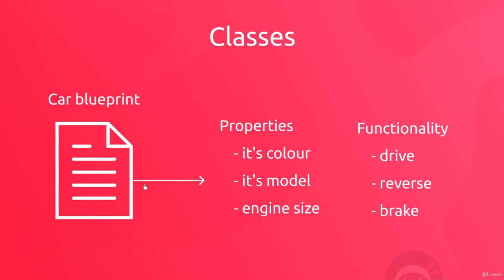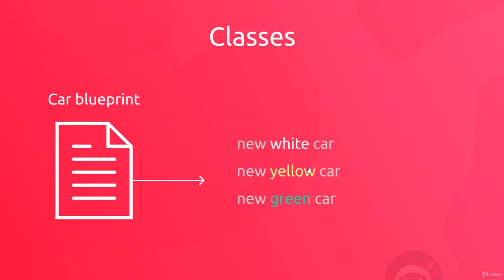Now, that's not to say that every car should be completely identical. Some of the properties could be unique to each car. For example, the colour of it. Some could be red, others green, others blue, etc. But they still all have a colour property. So when we use this blueprint to create cars, we could specify some options, like the colour. We could say we want a new white car, or a new yellow car, or a new green car. And all of those cars are still going to have all of the same properties and functionality. They can all drive, reverse, brake, etc. They all have a make, a model, and a colour. It's just that we're giving them different values for some of these properties.